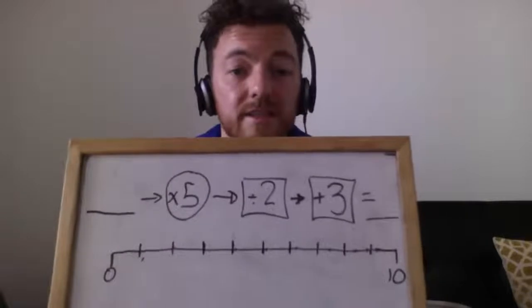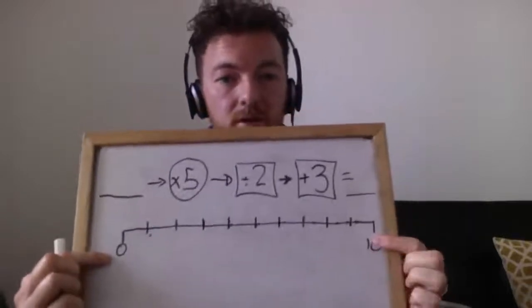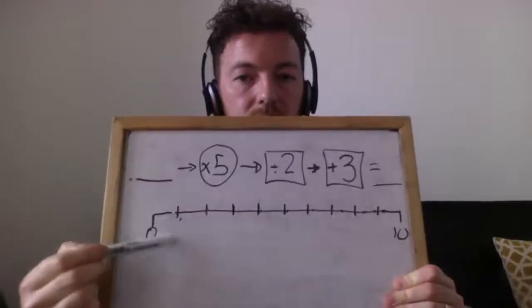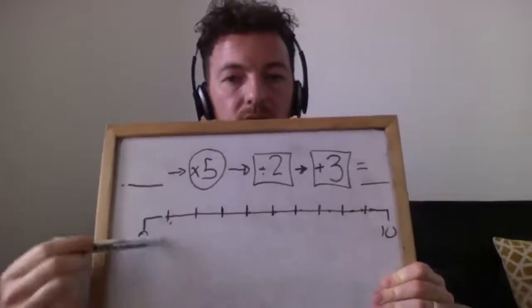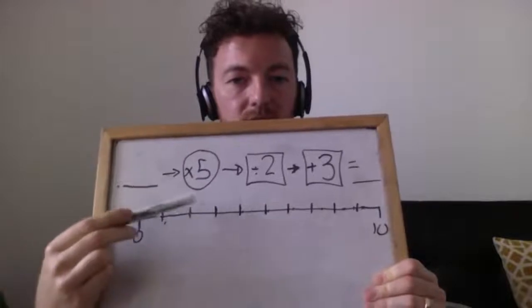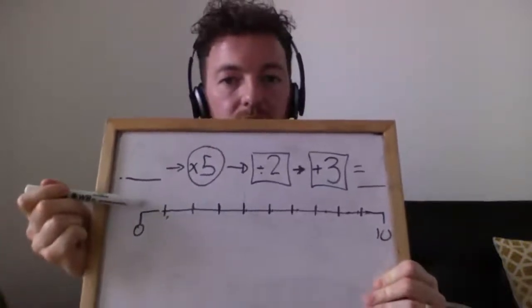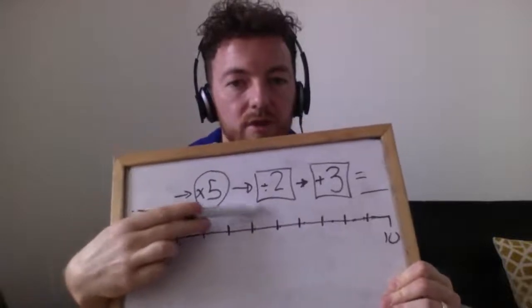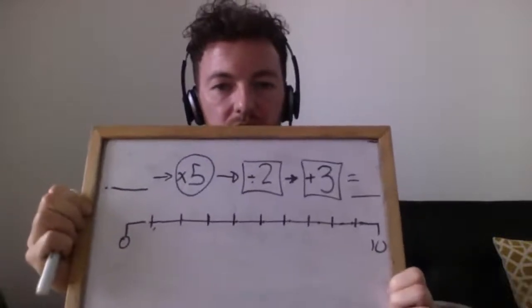So this one's nice and easy. The gap is 10. There are 10 jumps. Okay, so there are 10 jumps. So the gap of 10 divided by the 10 jumps means every jump must be 1. So this is nice and easy to get started. So every one of these jumps is indeed just a jump of 1.